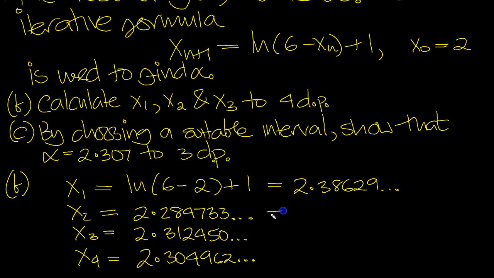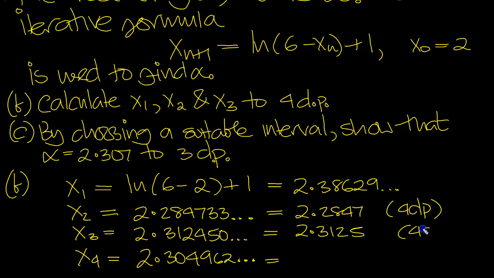So to 4 dp we need to work these out, don't we? So it's 2.2847. That's the 4 dp. This one, 2.3125. And this one 2.3050 to 4 dp. Okay, there's our numbers then.